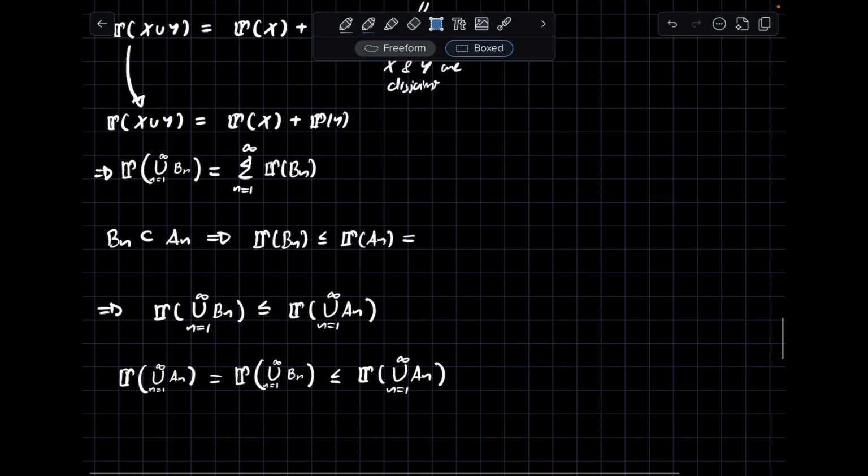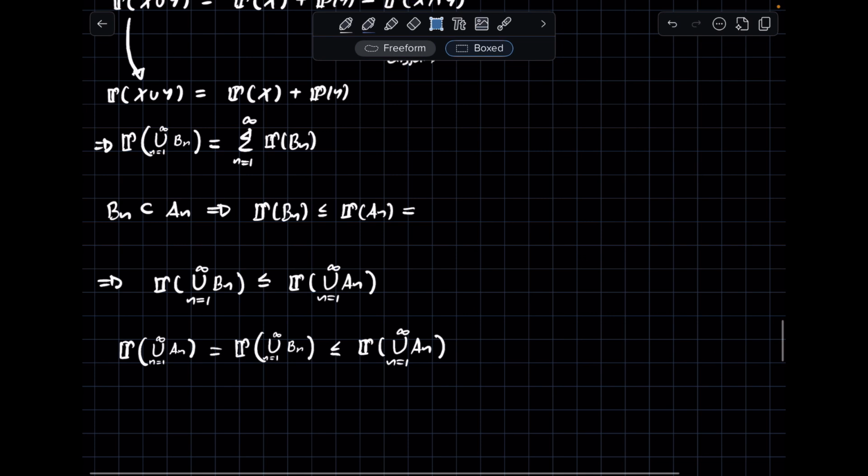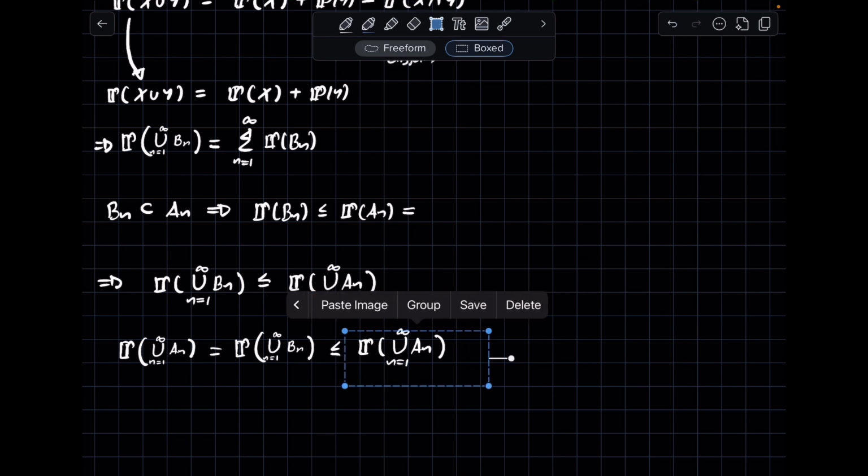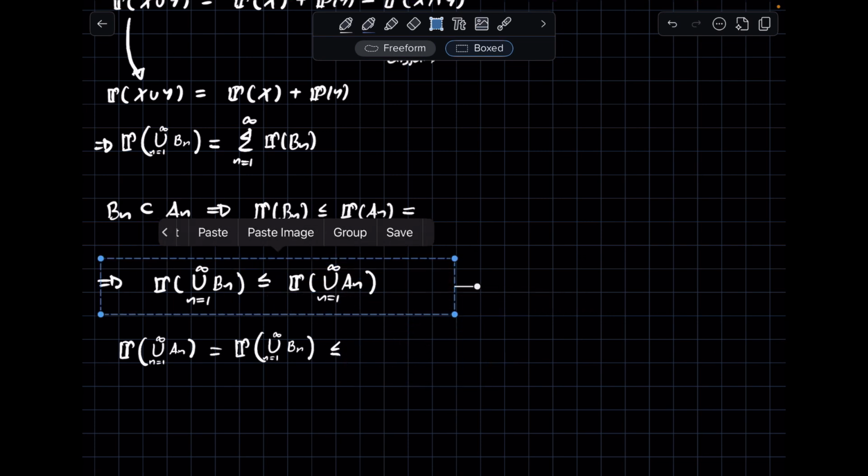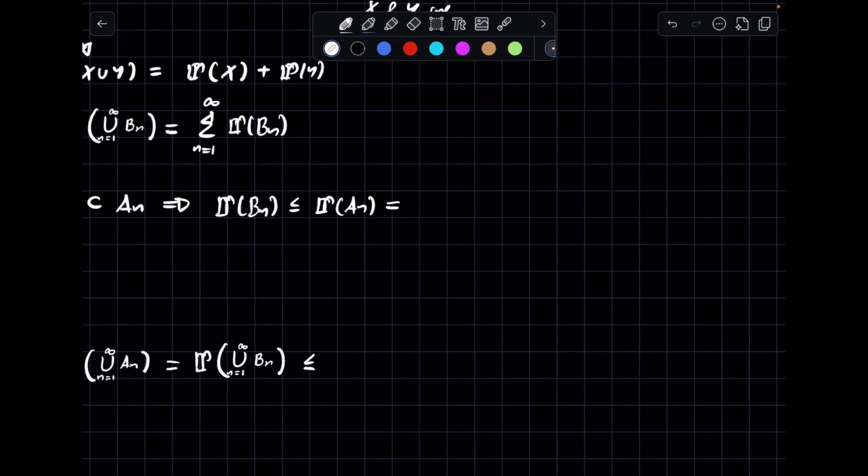Yeah. So in this case, what we're saying, hold on, let me just delete this. This is the most confusing part. This is where everything comes down. This, right, the probability of Bn is going to be lower or equal to the sum of probabilities of An, right?